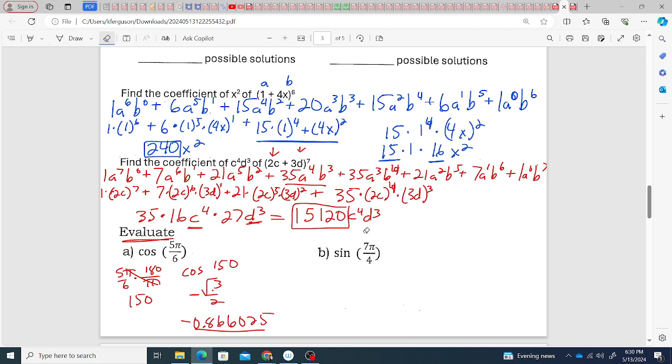Or excuse me, 7 pi over 4. 7 pi over 4 is 315. How'd I get this so fast? Because I got a chart right here. So let's do it the old-fashioned way.